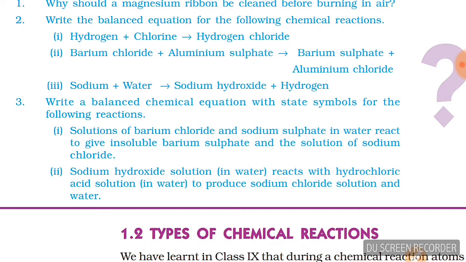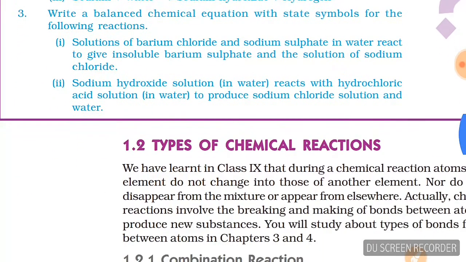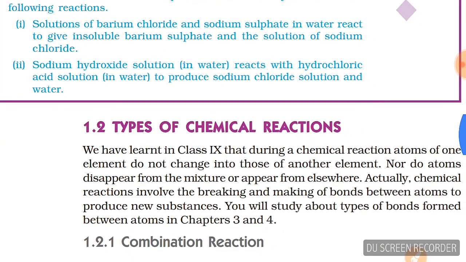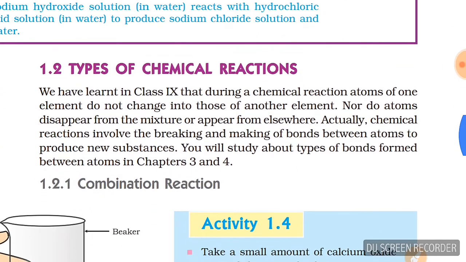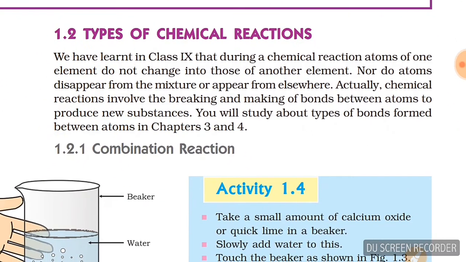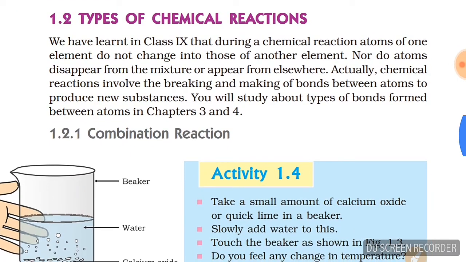Next question is write the balanced equation. This I will give you in the next video. I will show all these questions' answers in the next video. The next is also the balanced chemical equation they have to write. Okay, so now here we'll study the types of chemical reaction. So basically there are 4 types of chemical reaction.